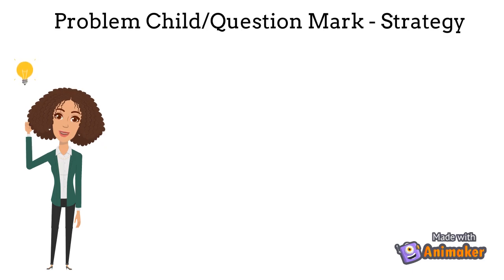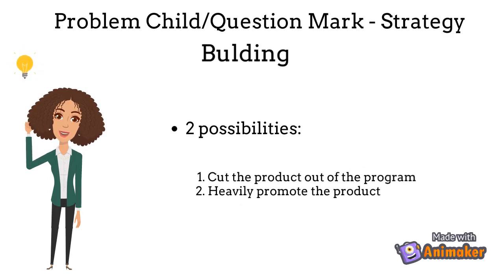Which also leads us to the strategy of the problem child, which is the so-called building. Here the company decides whether to cut the product out of the sales program to not risk any losses, or to heavily promote the product to make it more attractive and to gain a higher market share.